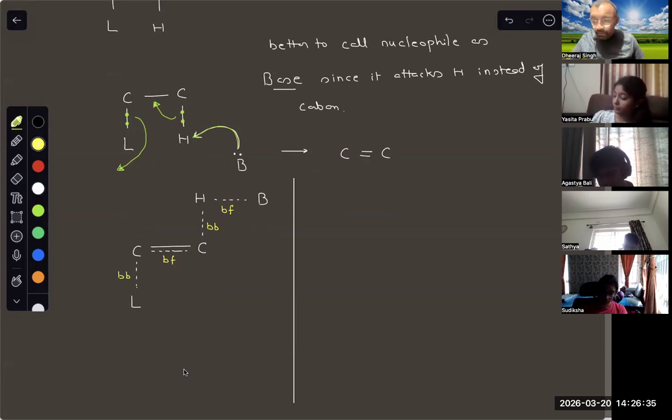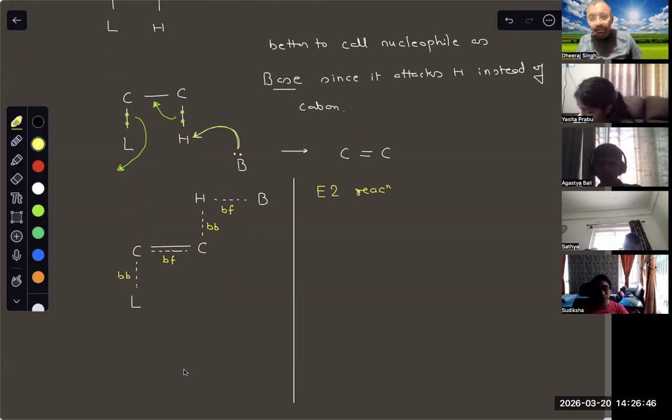Write down E2 reactions. Do you think this E2 reaction can happen with alcohols, OH? Can it happen with that? Can OH leave like this? OH cannot leave like that. So with alcohols, you have to catalyze it. So with alcohol, E2 will not happen.